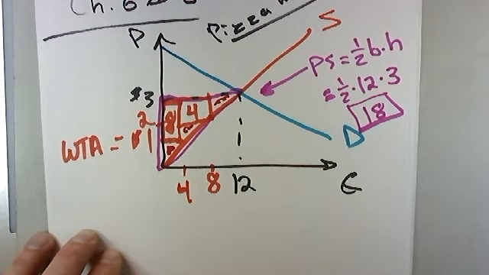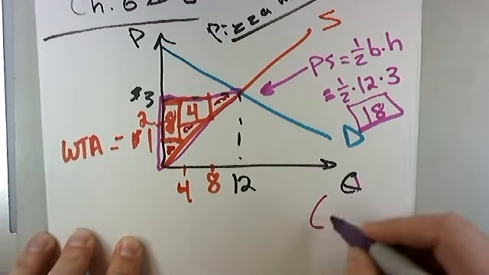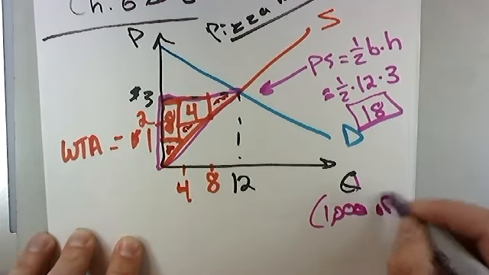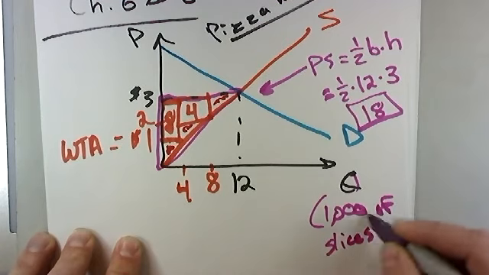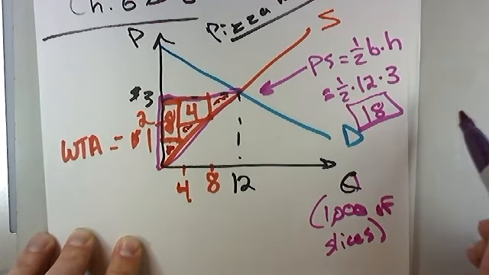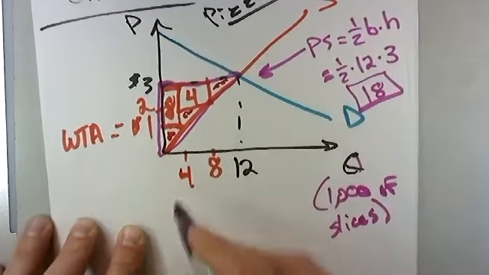Does that make sense, everybody? Yeah. Awesome. And what I forgot to say was this is all measured in thousands of slices. And so as a result, it's not just 18. It's 18,000.